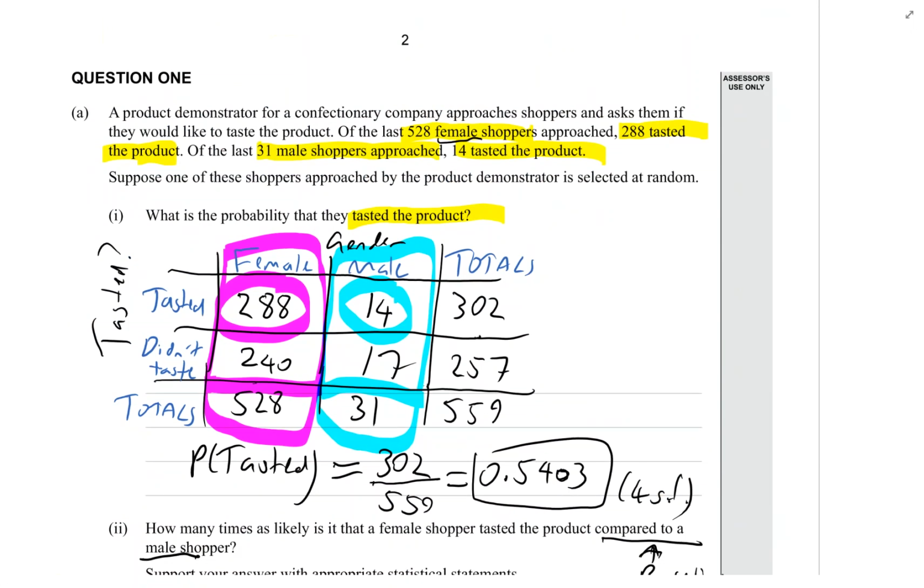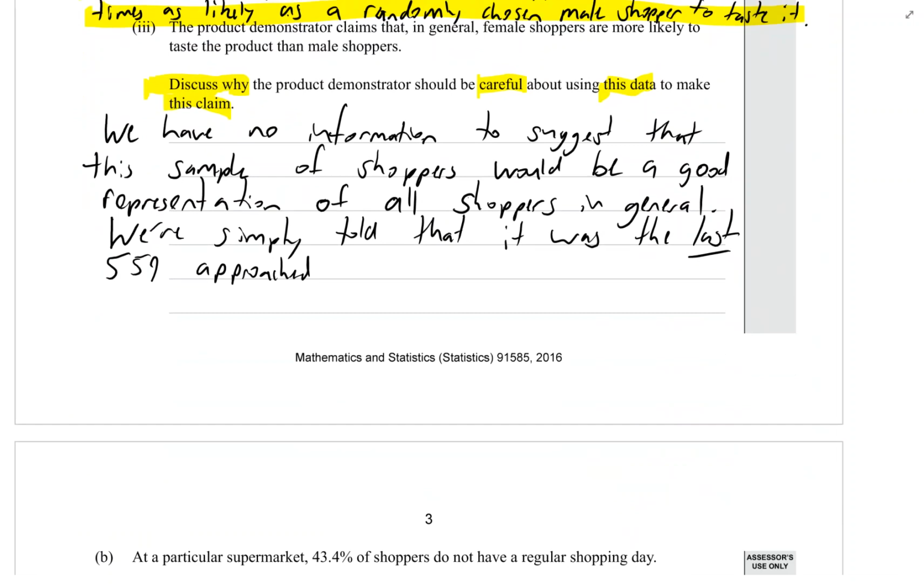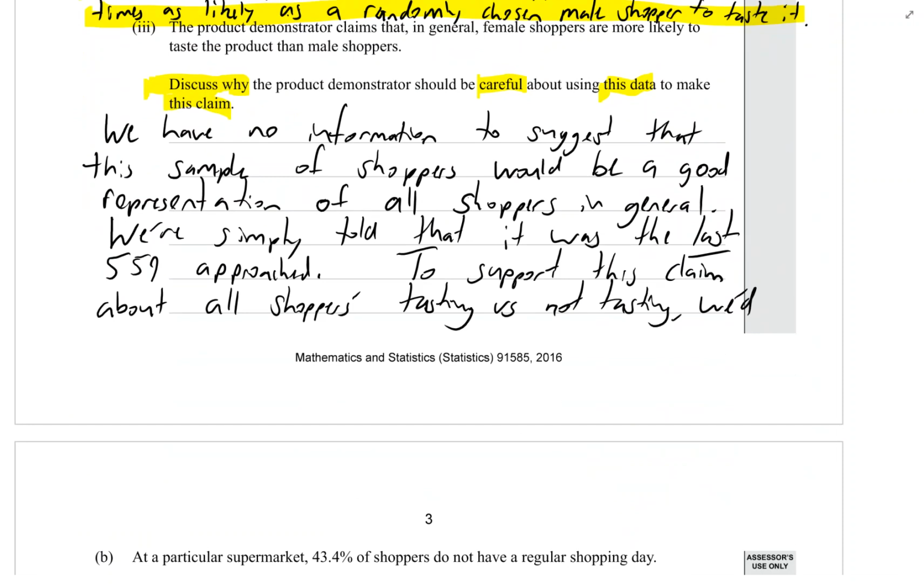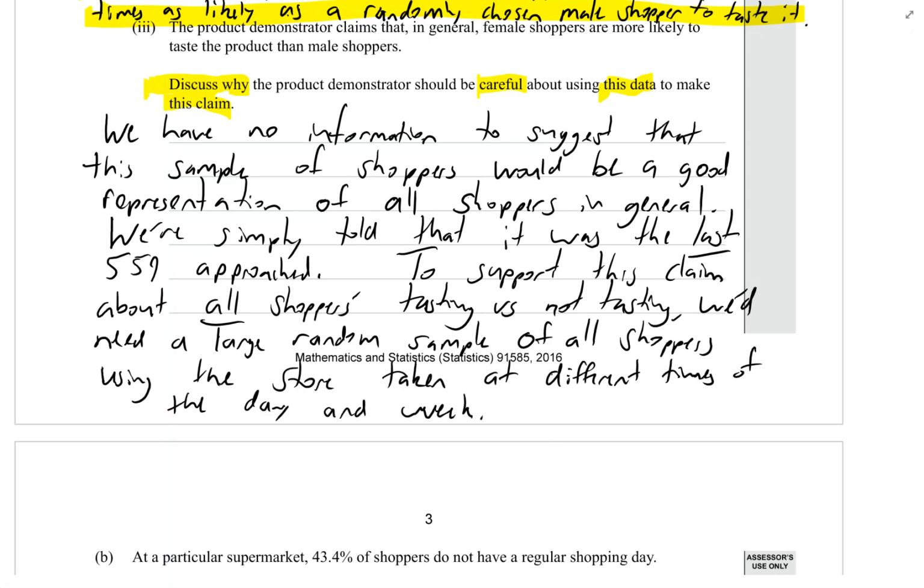And so, therefore, we really would need a random sample of shoppers at that supermarket and a sample that represents different times of the day and the week, wouldn't we? To be able to make any inferences or claims about all shoppers. So to support this claim about all shoppers tasting versus not tasting, we'd need a large random sample of all shoppers at the store, taken at different times of the day and week. So the key point is that we're not told how the sample was selected. And you could say other things too.